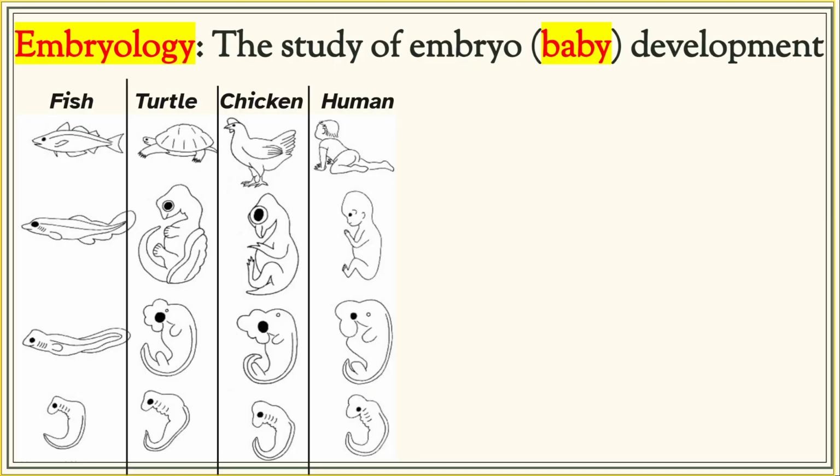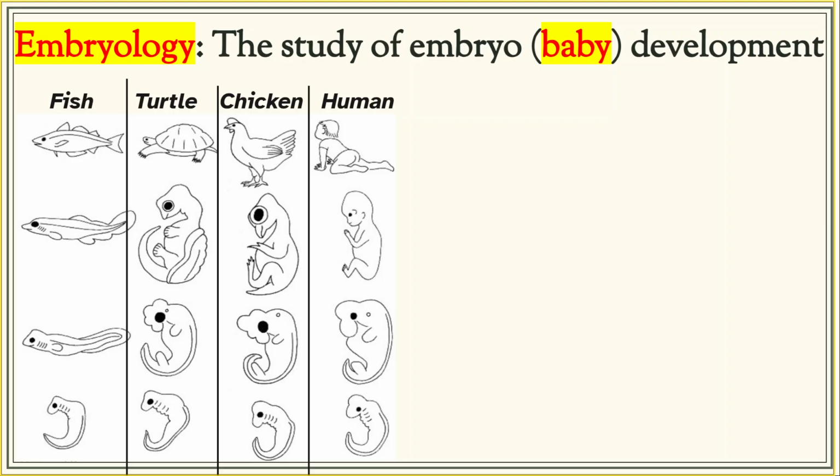So embryology is the study of the embryo or the baby development. So embryo means the baby development. So embryology is the study of the baby. Here we have a little example. Here we have our fish when it's fully grown. We have turtle, chicken, and human. But if you notice at the beginning, they all look the same.